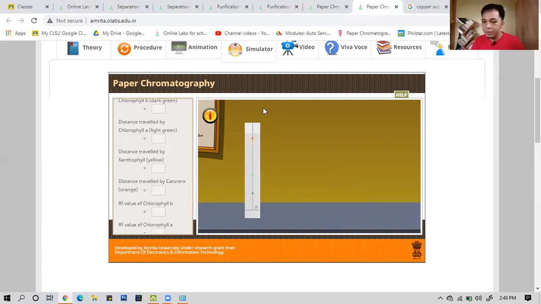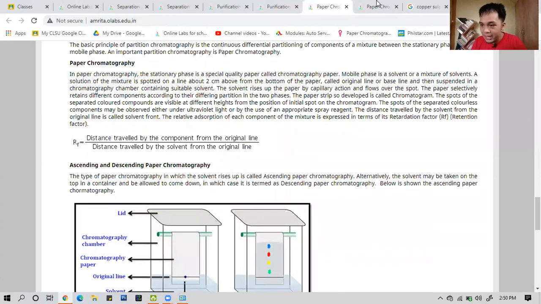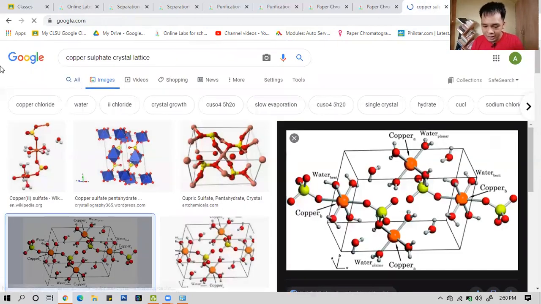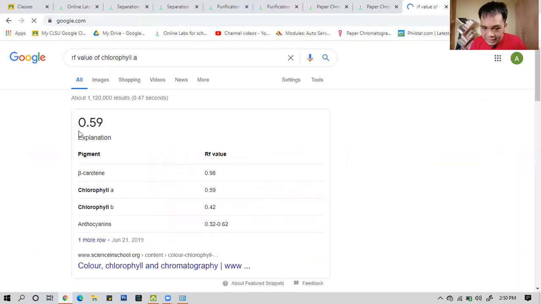And then we have to calculate for their RF values here. What is the RF values? Ito ay values ng mga specific compounds natin. They have their own RF values. Para ma-prove natin, i-search natin. Okay, RF values of chlorophyll A. So, ayan ang mangyayari. It is a pigment, beta-carotene.